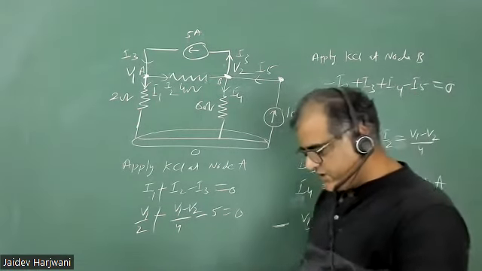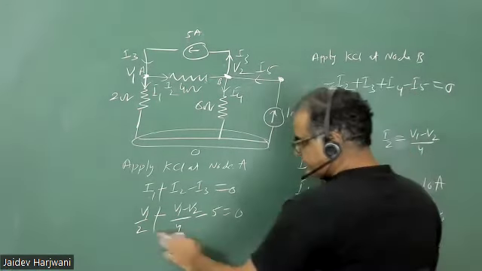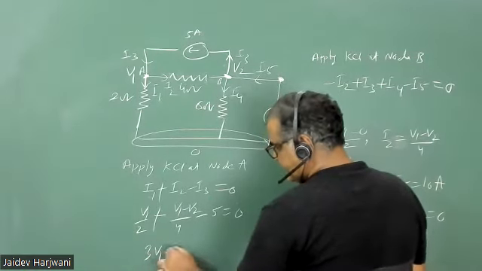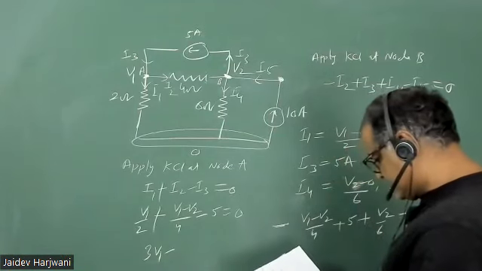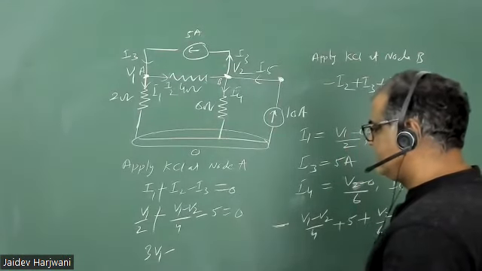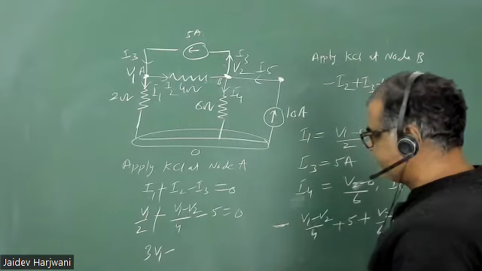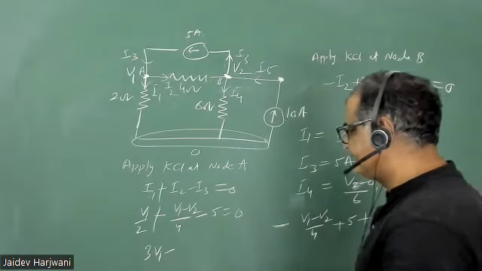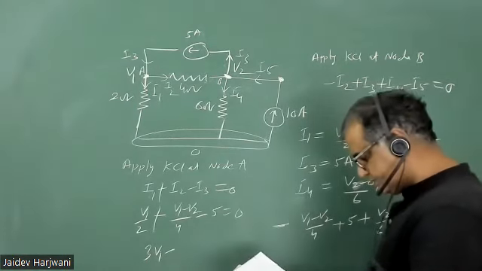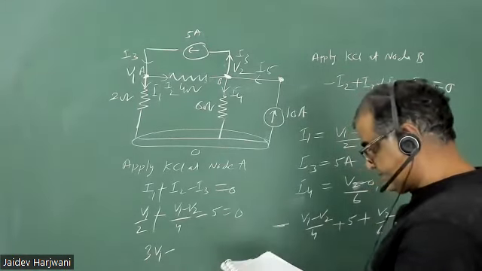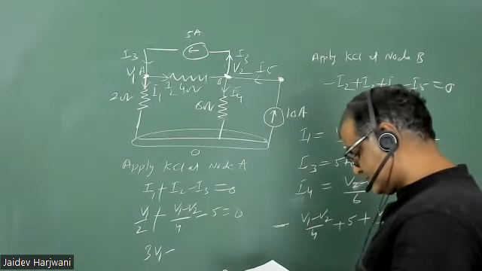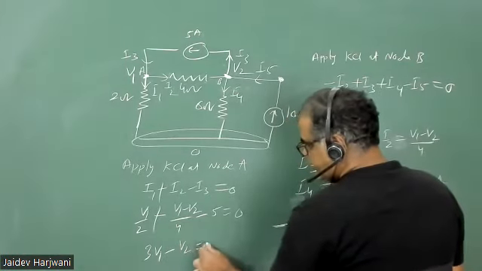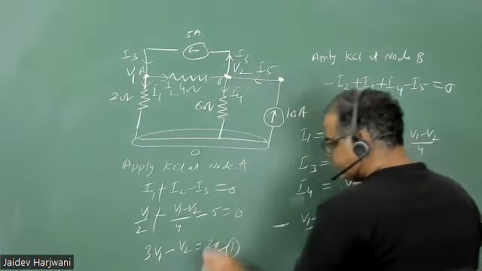So tell me what equation you're getting. If I write this equation 4, this will be 2v1 plus 3v1. This equation gives you 3v1 minus, how much? 2v1. What will this equation give, tell me? 3v1 minus v2 equals 20. This will be your first equation.